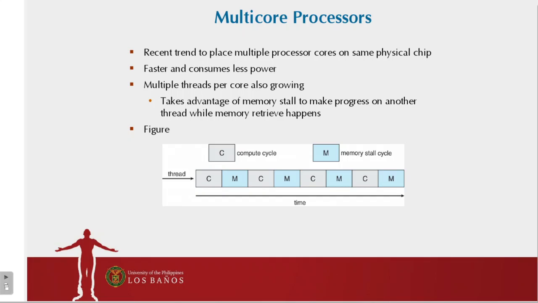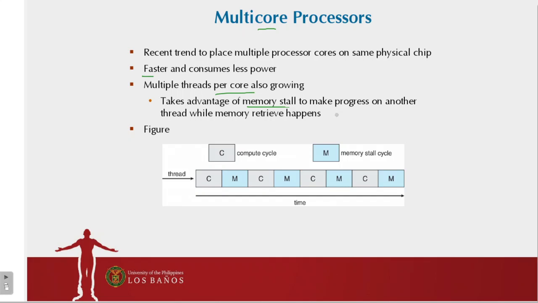A recent trend is to place multiple processor cores on the same physical chip, which is the idea of multi-core processors. It's faster and consumes less power. It's also possible to have multiple threads per core. Why do we need multiple threads per core? It takes advantage of memory stall to make progress on another thread while the memory retrieval happens.